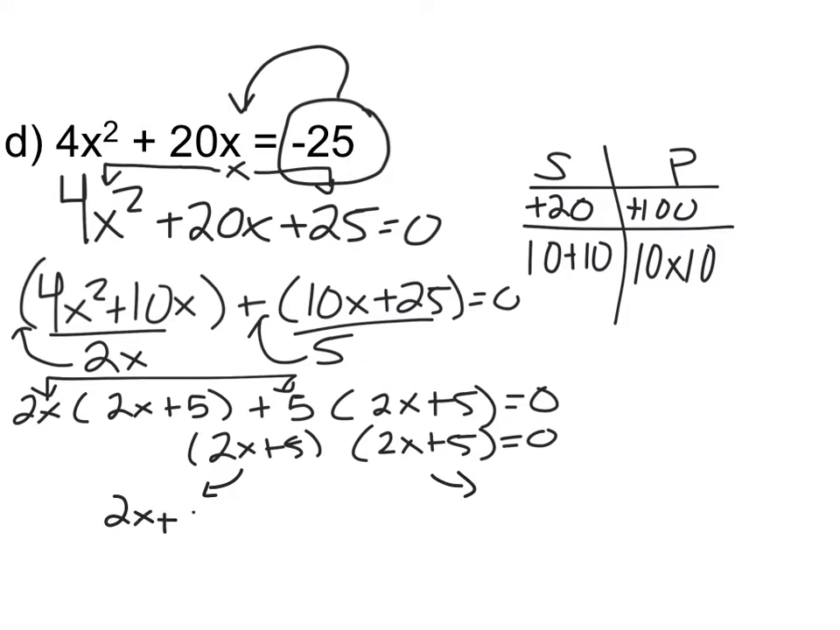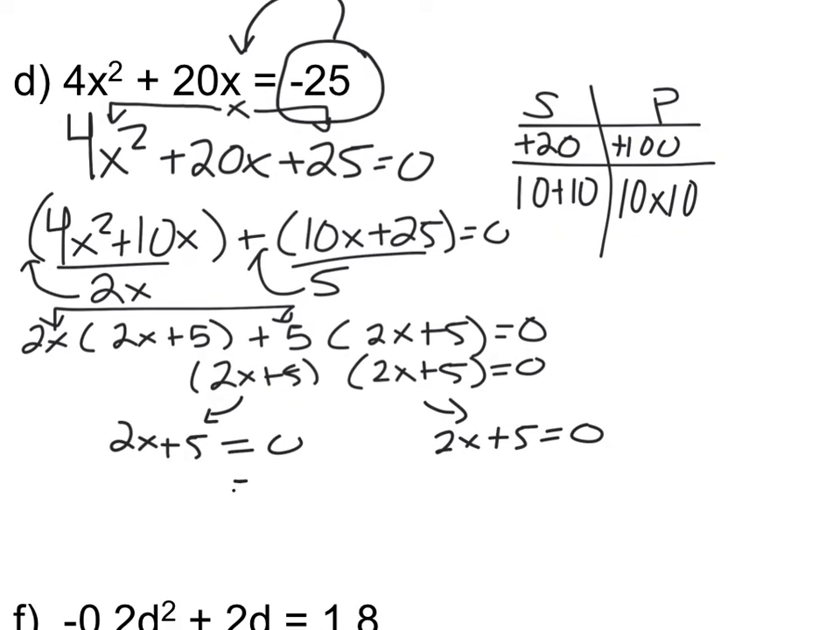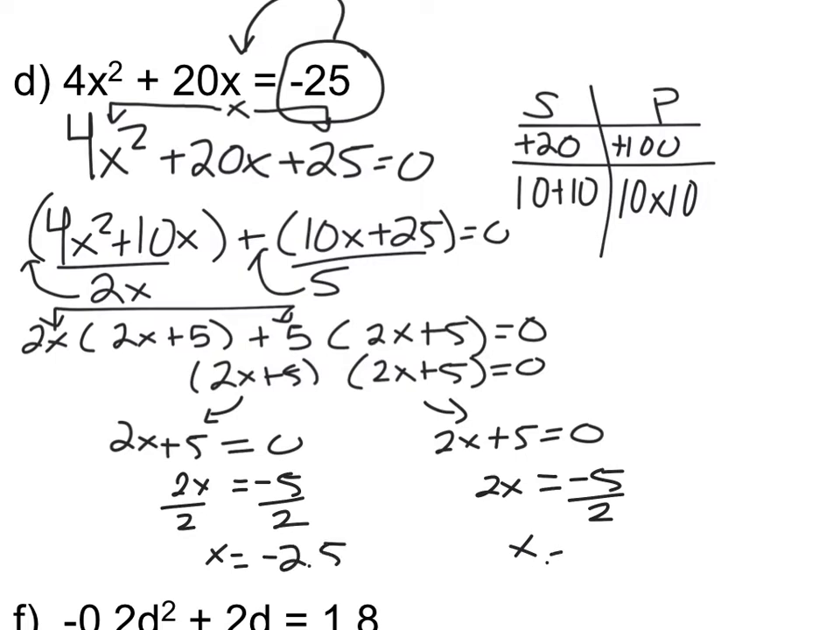So 2x plus 5 is equal to 0 on both sides. We'll bring the 5 over. And divide by 2. So both the x-intercepts are at the same point, which is at negative 2.5.